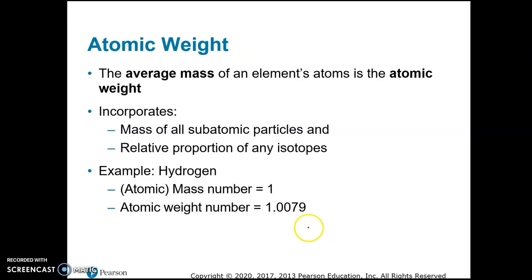This is just telling you that the atomic weight sometimes in the periodic table is a decimal, but you round it to get the atomic mass or the mass number.